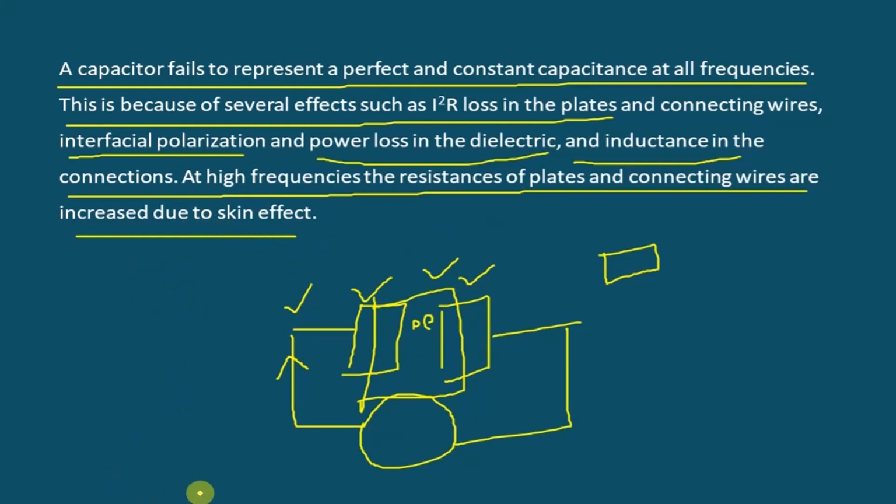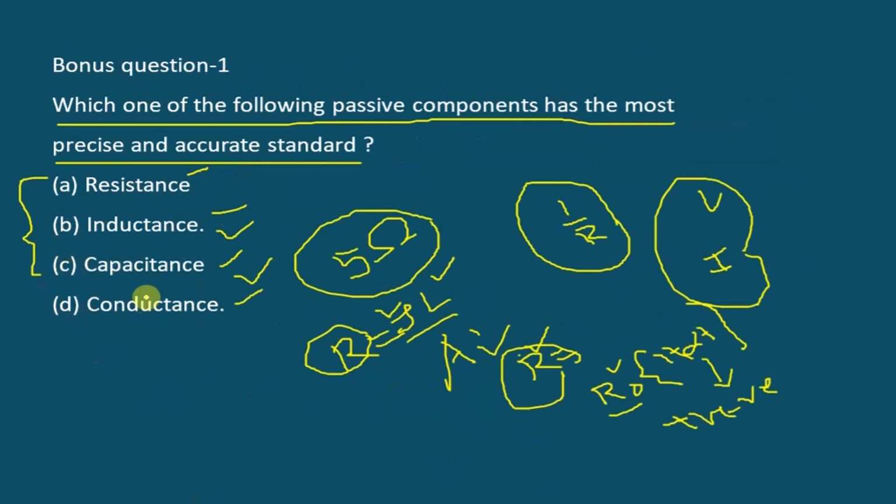Now, let's go back to the question. Here you can clearly see the resistance is least affected by the surrounding parameters or the circuit parameters. So the answer will be resistance. I hope you understood this question. So let's go to the next question.